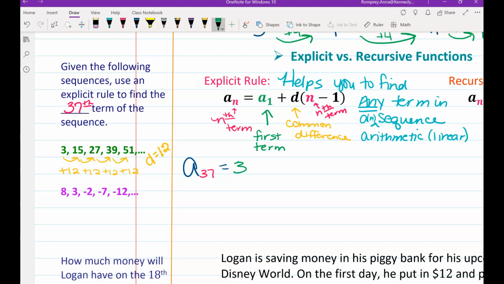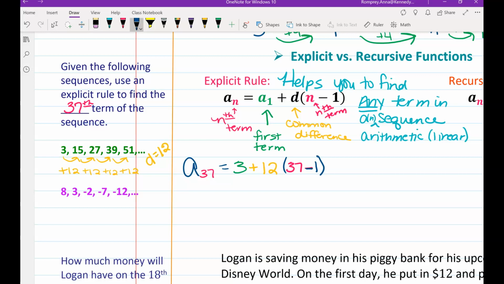And then what are we doing? What's the pattern? To that 3, what are we applying? We're applying a plus 12. Not 2, 12, sorry. And now is where we find out how many times we are adding 12. Well, to the 37th. So I do 37. Now notice how it says 37 minus 1, or n minus 1.